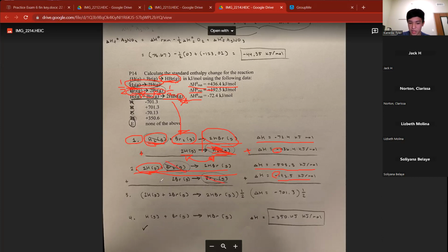So that's 2H in gas form, then 2Br in gas form, and that's what this part's for. Then I'm just left with 2HBr right there, so I bring that down. Then I add up the enthalpies, and I get a total of negative 701.3 kilojoules per mole. Now that I've got all the elements to match, it's no longer H subscript 2, it's just H, which is what we want right here.